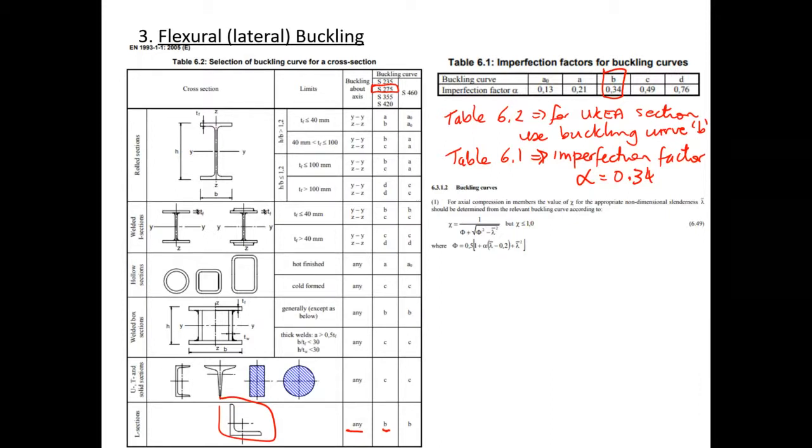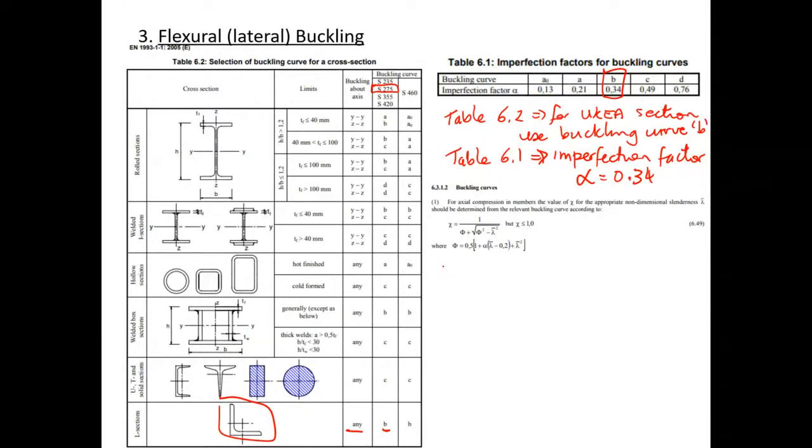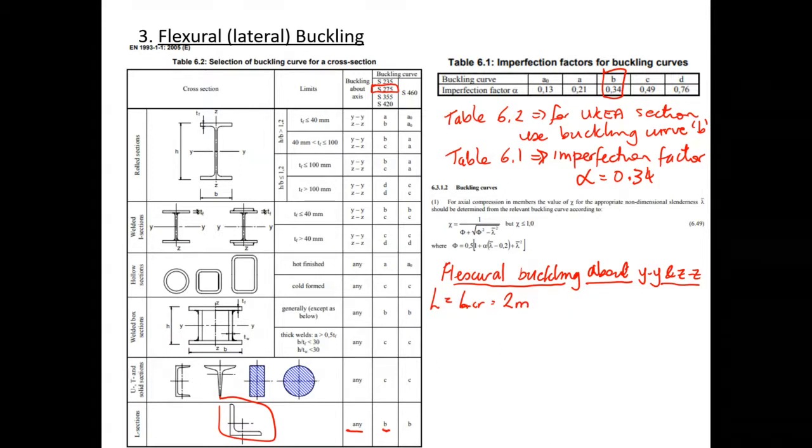Okay, so that's that. Now we also need to work out what the normalized slenderness value is. So we're going to look at flexural buckling. So we can do both YY and ZZ together, because we could see from the blue book it has the same properties about the YY and ZZ axis. So in the question we're given the length of the member, and we're going to take that as critical length is equal to 2 meters.